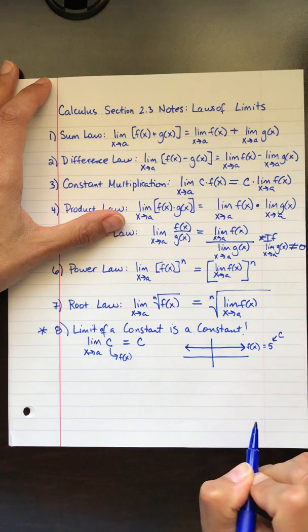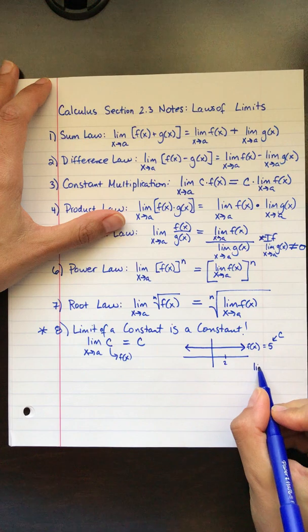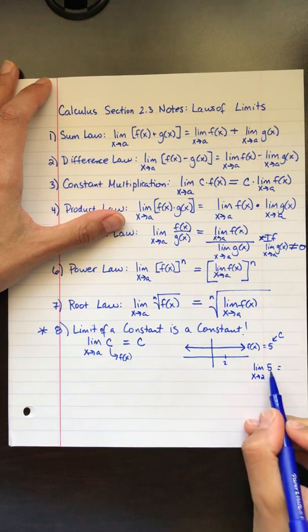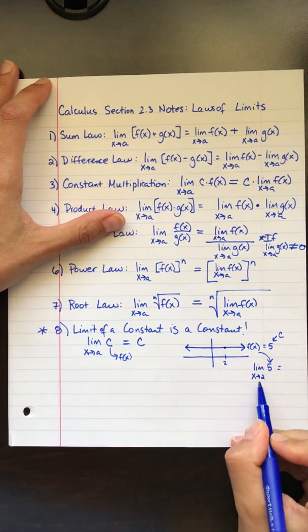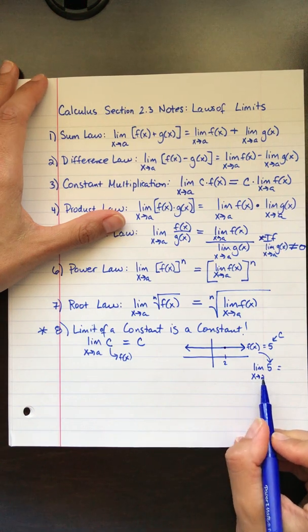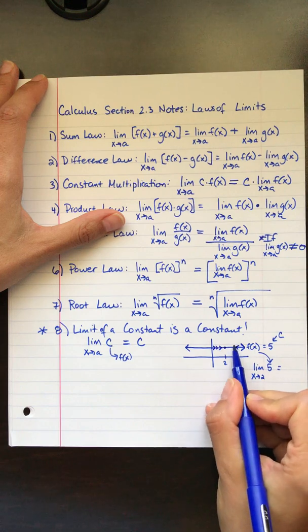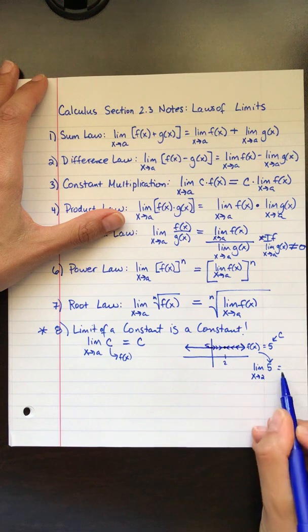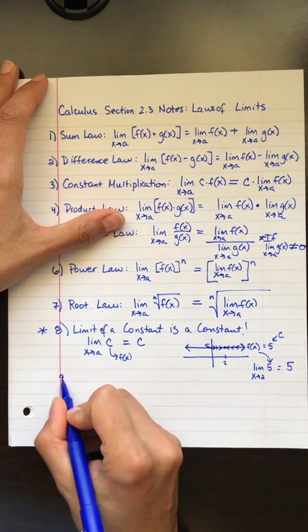Constant. Okay. What if I say find the limit as x approaches 2 of the function 5? What is the function 5? It's this horizontal line. Here it is. Remember, what does it take for a limit to exist? Well, the left-handed and the right-handed limits have to be the same. So as I look at this, incoming from the left and incoming from the right, they both meet up at y equals 5. So the limit of a constant is the constant.